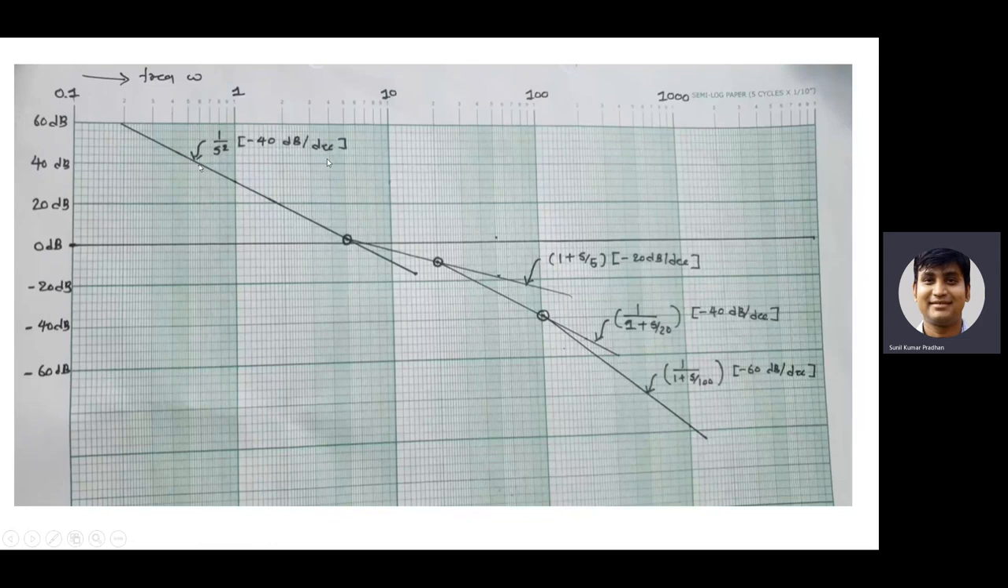we take one decade, then minus 40 dB downward. Remember, from here to here is one decade, here to here one decade, and so on. So here you take one decade, then minus 40 decibel downward. You see, from here to here it is 40 dB. So from this point you take one decade and then minus 40 dB down, and we get a point here. This point and this point you join, and you get a line. This line corresponds to 1 by S square, that is minus 40 dB per decade.